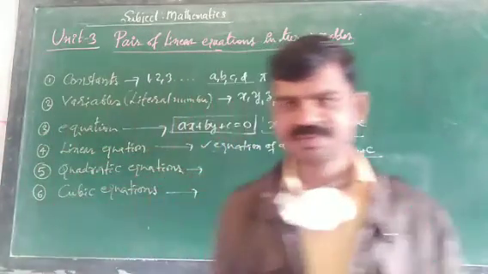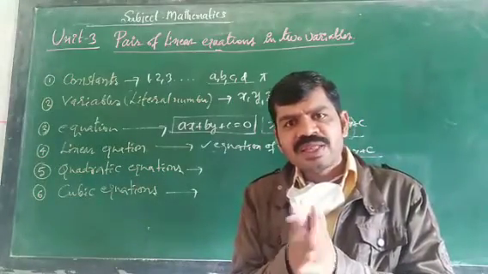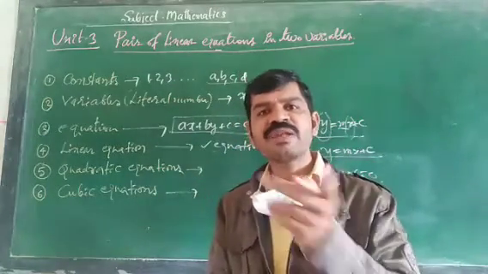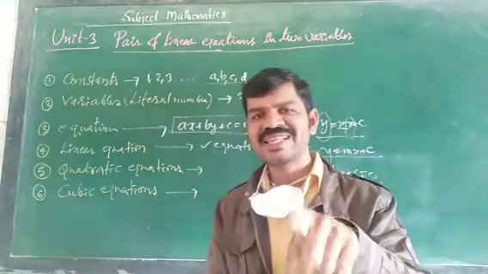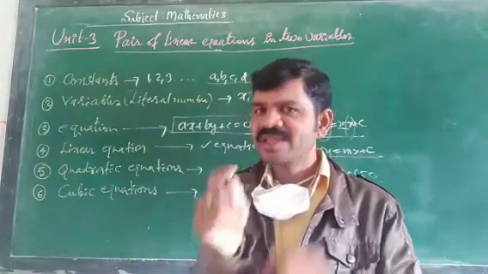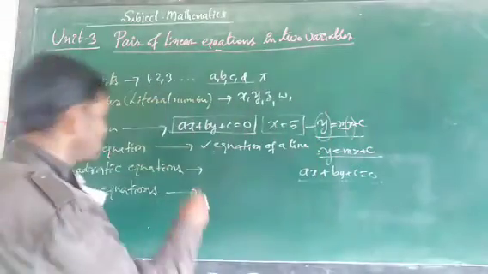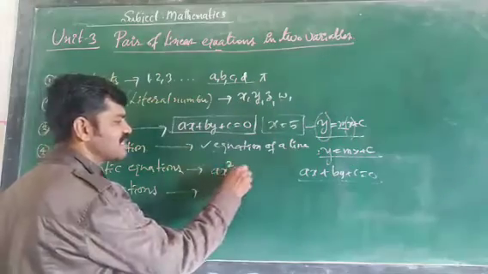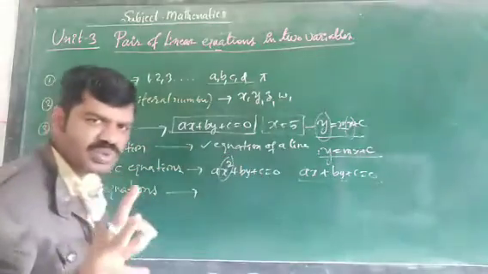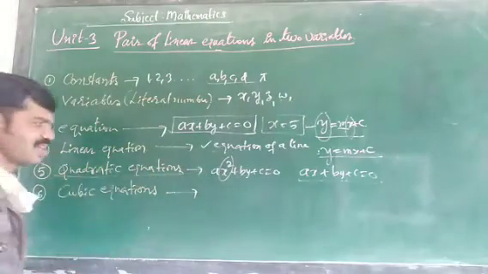What is a quadratic equation? If the power of the variable is 1, that is a linear equation. If the power of the variable is 2, x square, then it is a quadratic equation. If the power is 3, then it is a cubic equation. An example of a quadratic equation is ax square plus bx plus c is equal to 0. Here the power of x is 2, which means a second degree equation. Second degree equations are called quadratic equations.